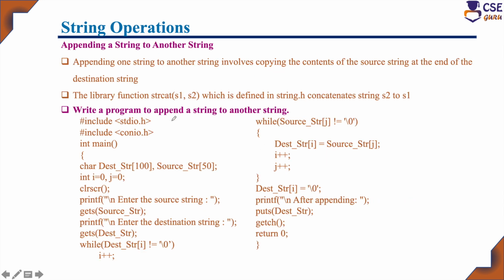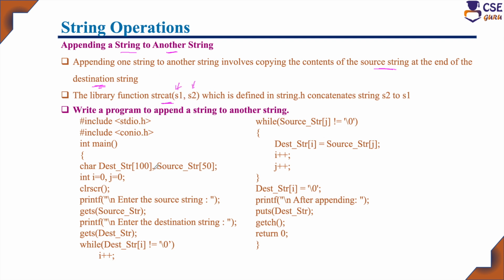Next up, the third operation is appending a string to another string. That is, one string will be there, and you need to add the second string at the end of the first string. That is nothing but copying the contents of the source string at the end of the destination string. The library function we will use here is strcat(s1, s2).